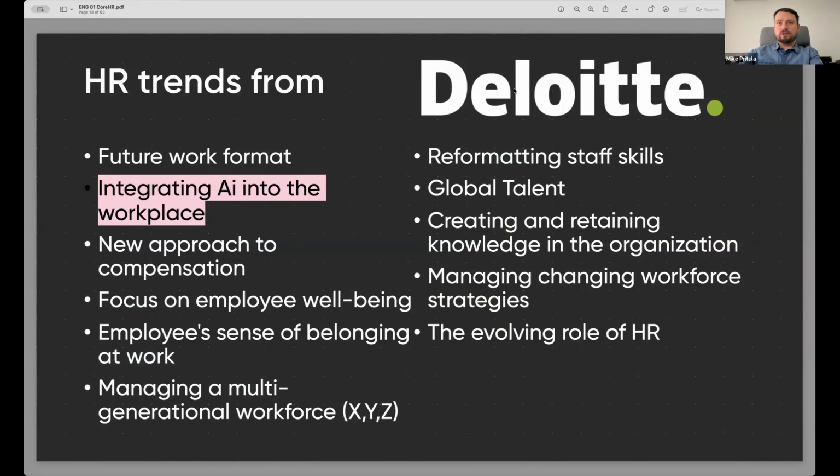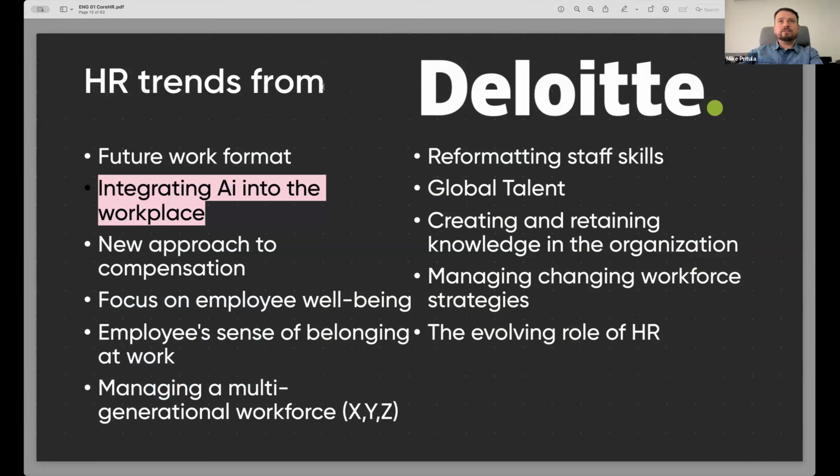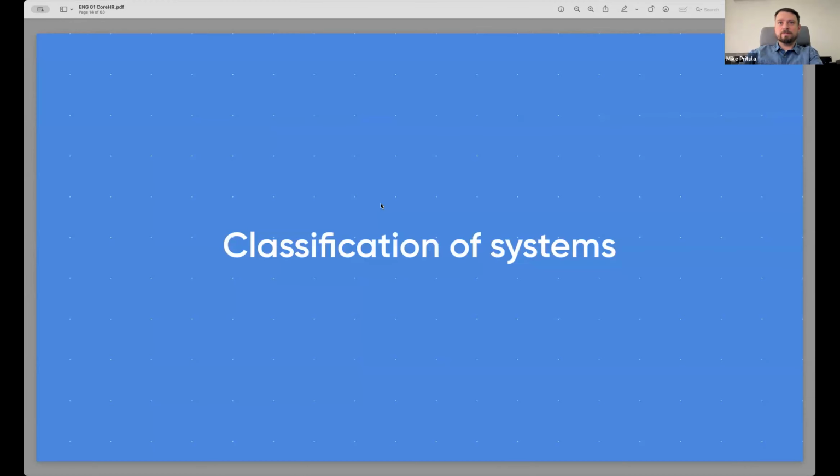Then, HR trends from Deloitte. I said that I monitor a lot of different research, surveys, best practices, and so on. And here are some examples. You see the Gallup company, now it's Deloitte. HR trends from Deloitte for several years talk about integrating AI into the workplace as one of the main trends and focuses for companies. And again, how can you integrate AI without any HR automation? Like, how can you imagine that? Of course, it's not possible.